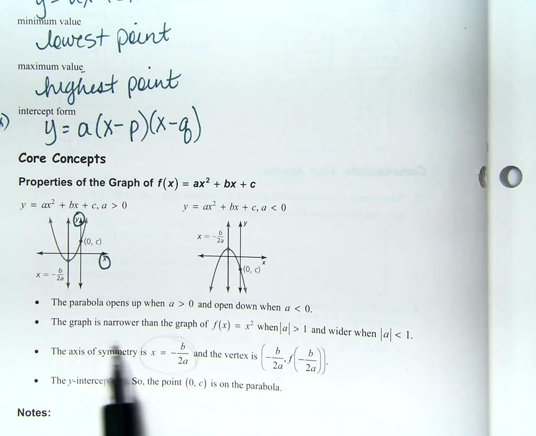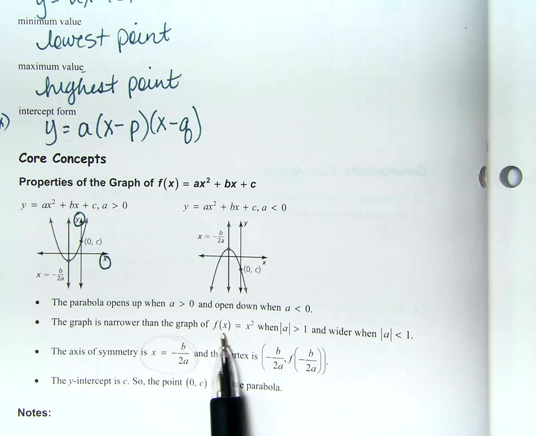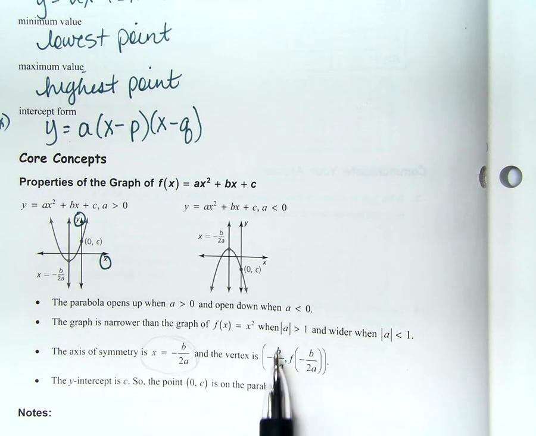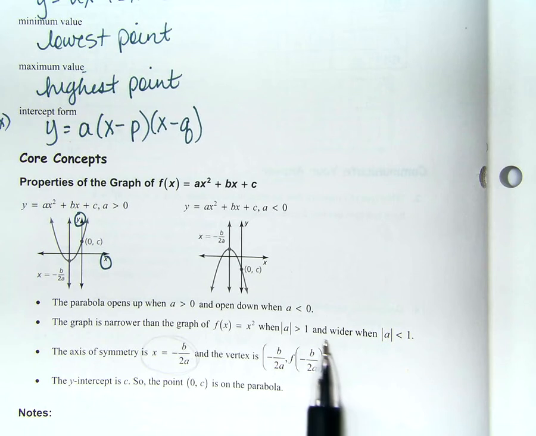Okay? The graph is narrower than the graph of our parent function when the absolute value of a is greater than 1 and wider when the absolute value is less than 1. Because that sounds really familiar too.